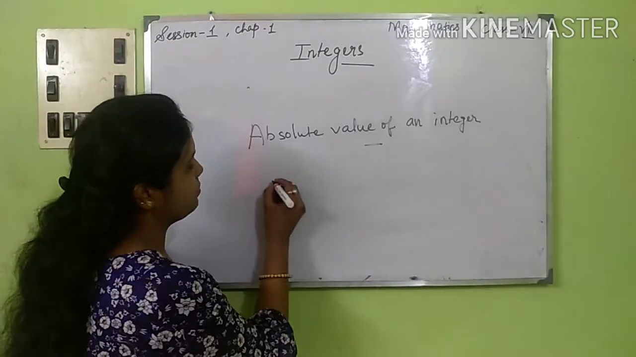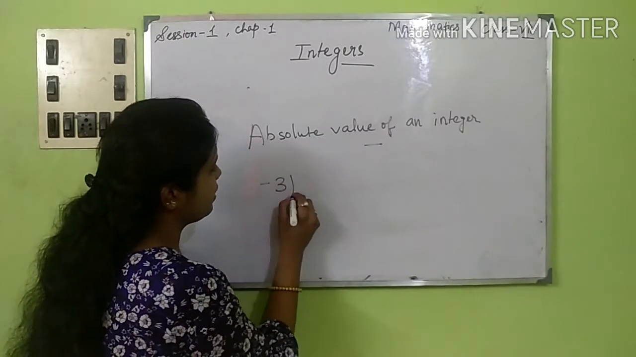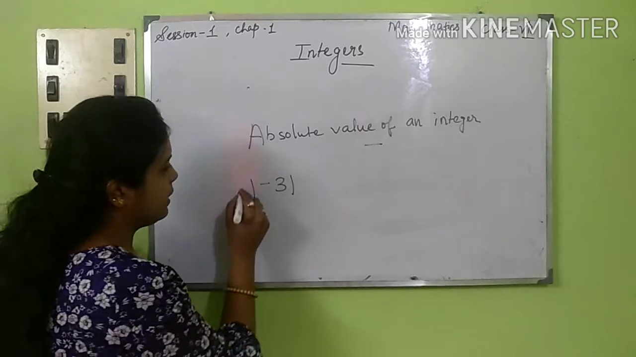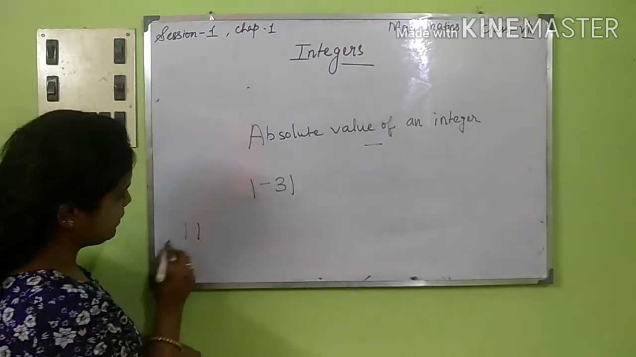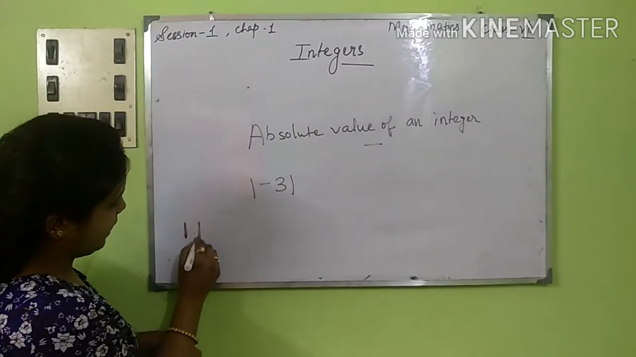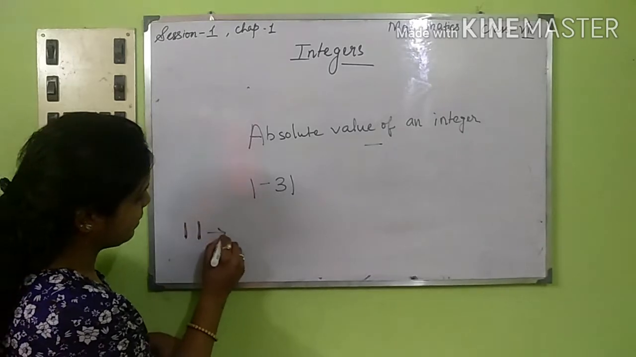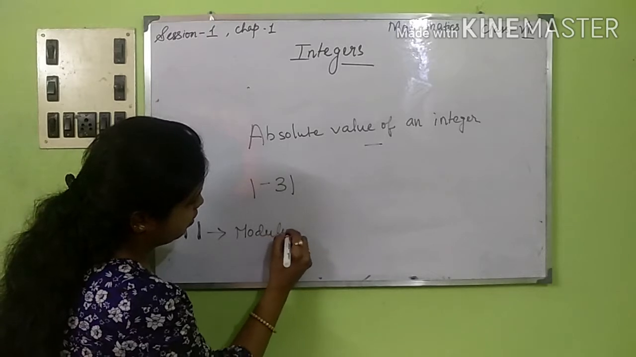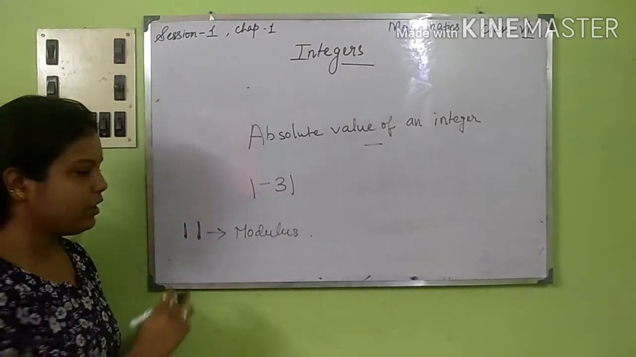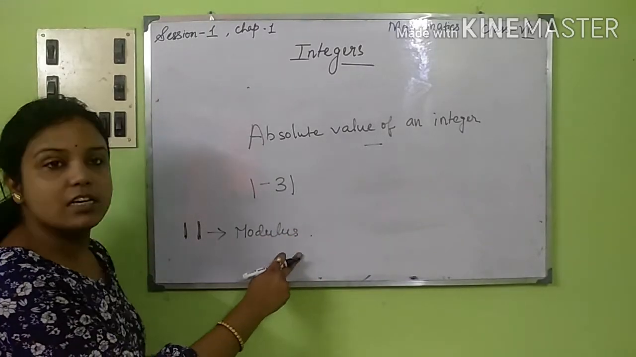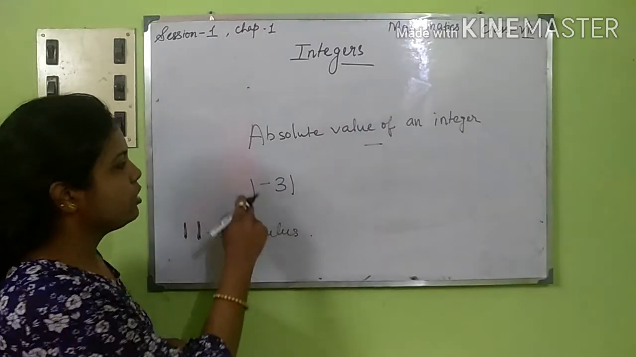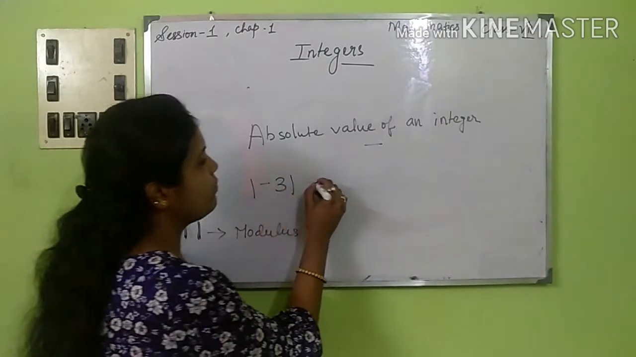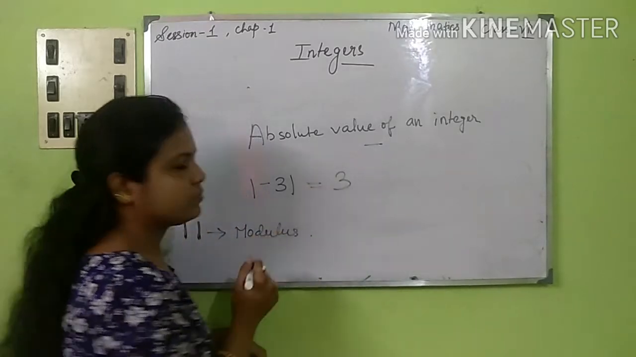Let's take for example, suppose -3 and we are taking a mod. This particular sign, these two horizontal bars, are known as modulus. Okay, these two horizontal lines are known as modulus. So mod of -3 will give you 3.